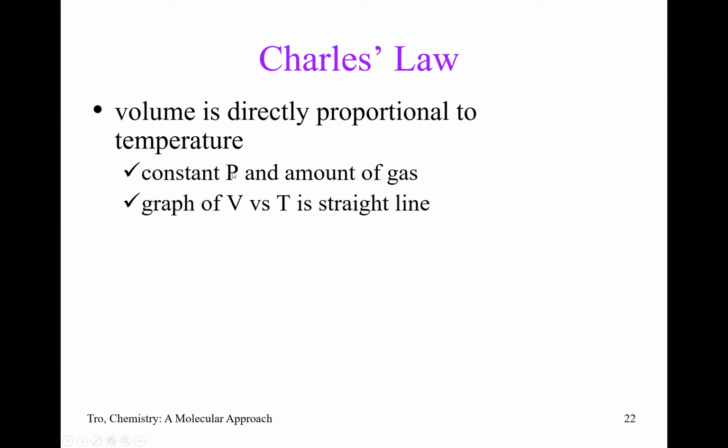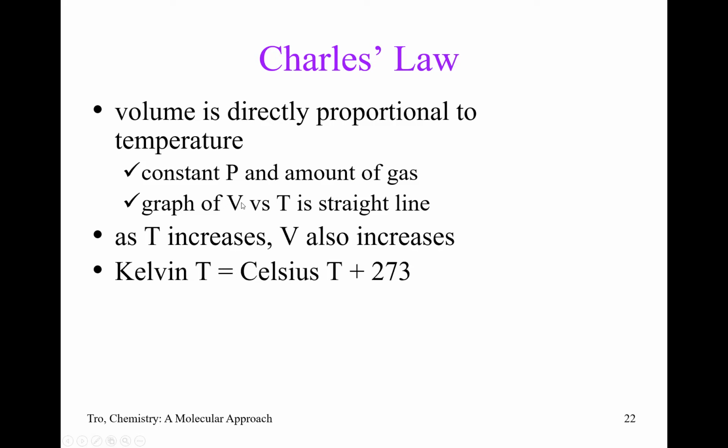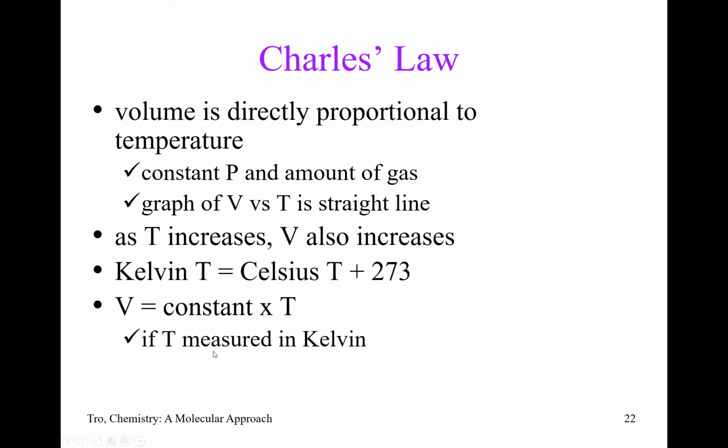Constant P, so our pressure is not changing. The amount of the gas isn't changing. So this is where V versus T gives us the straight line, not the curved one like we saw before. As T increases, V increases. And this is why we need Kelvin. Your temperature has to be in Kelvin, because with Celsius or Fahrenheit, you can have a negative value, and that doesn't make any sense. So this is the y equals mx plus b type of thing.